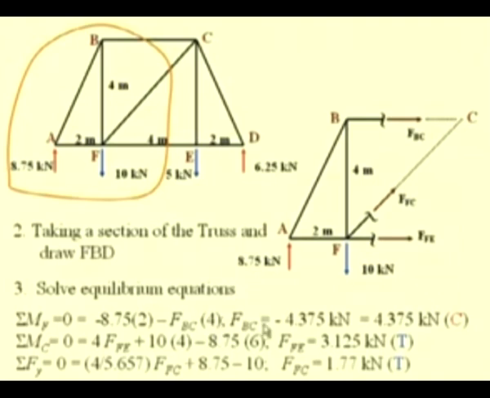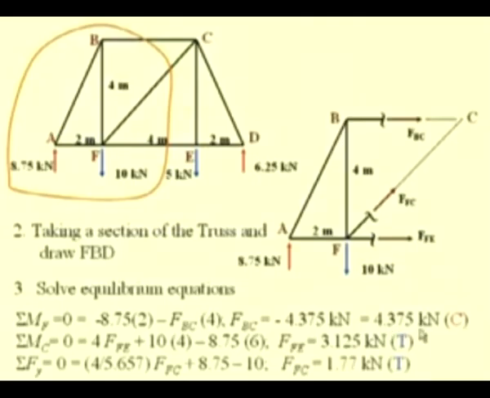From this equation we have the force in BC determined as minus 4.375 kilonewton. Since the answer has turned out to be negative, our original assumption that the member is in tension is wrong, and actually the member is in compression. So, the force in the member BC is 4.375 kilonewtons of compressive nature.